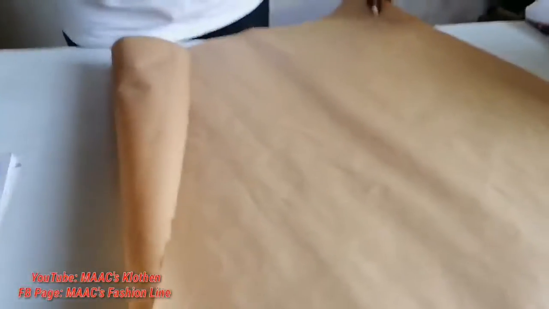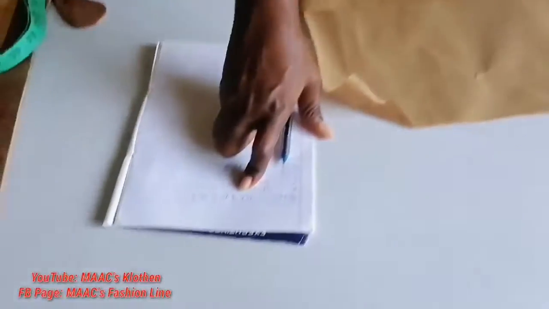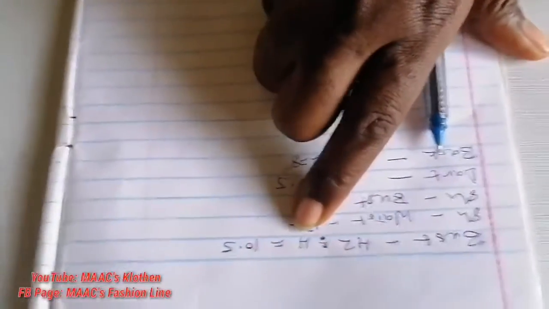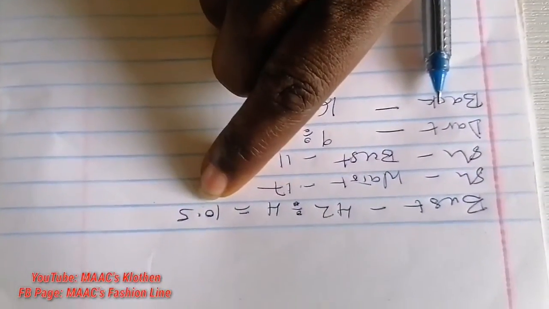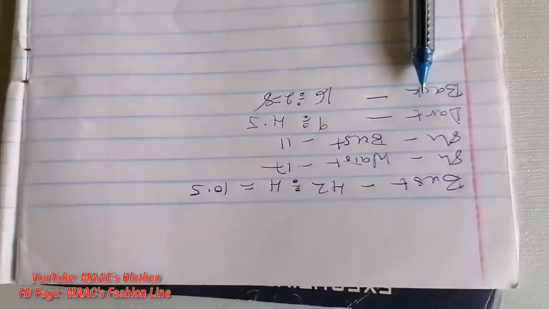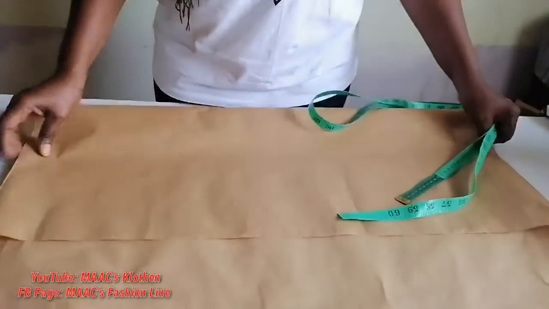So let's go on. In deciding the breadth, we are going to use the bigger part of our measurement. When we look at the measurements, the bigger part is our bust, and that is bust 42 divided into 4, and that is what gives us 10.5. And so to the 10.5, we are going to add allowance.